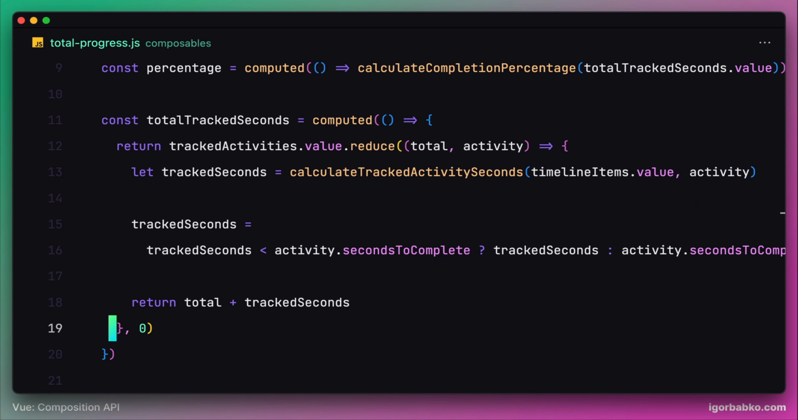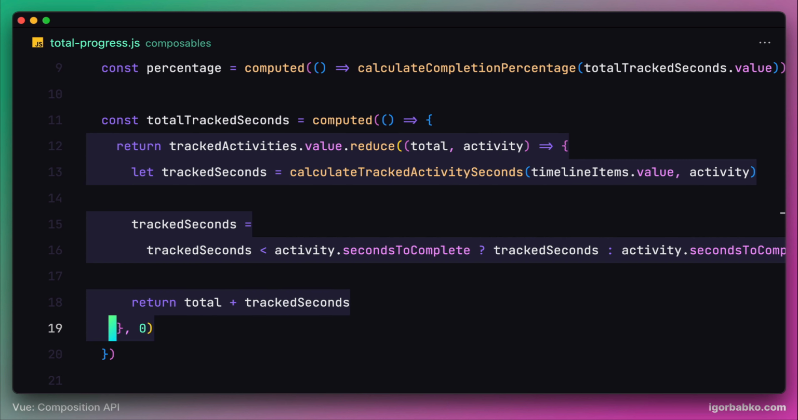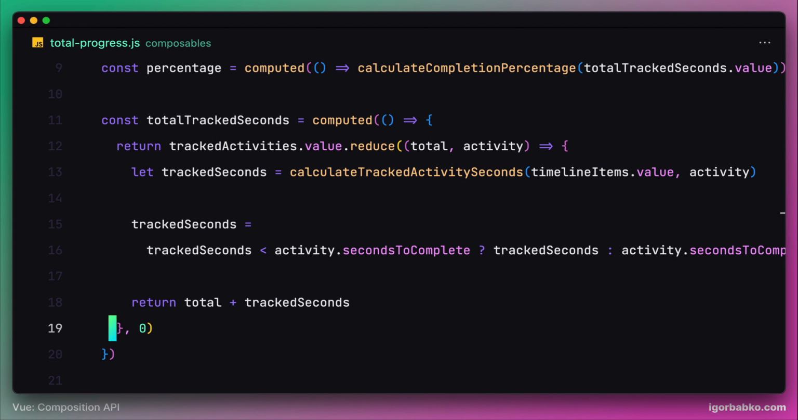In here, let's take a look at this computed property, total tracked seconds. There is a chance that we can improve the readability of this property, because if we take a look more closely at the closure of this reduce method, we will notice that here we're doing a couple of different things. Firstly, we are calculating tracked time for an individual activity, and then we're trying to find the total amount of time tracked for all activities. So why don't we split these two operations into two different steps?